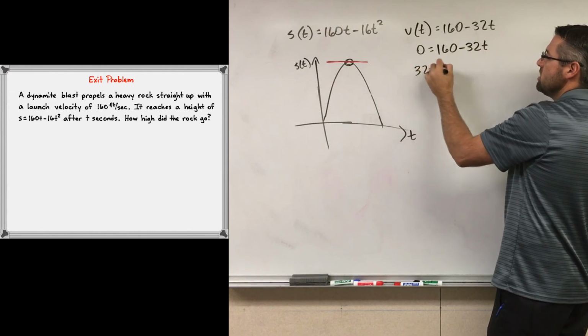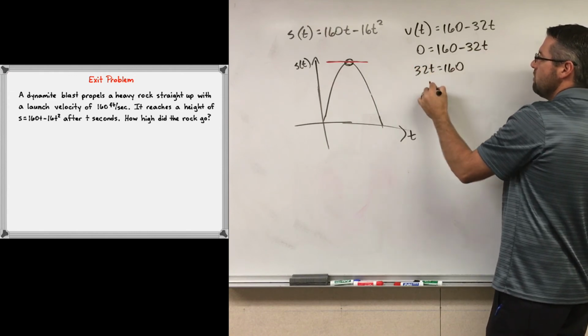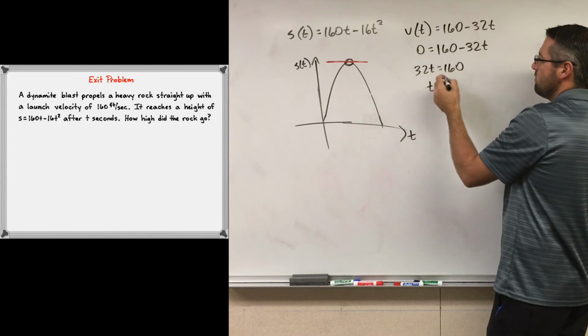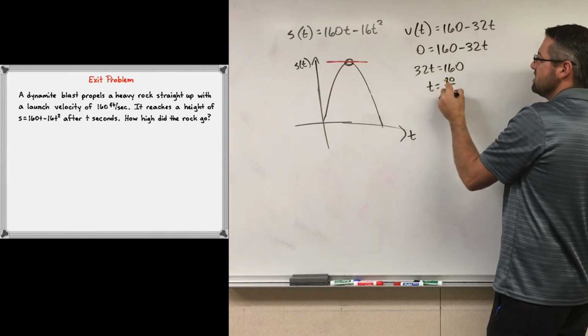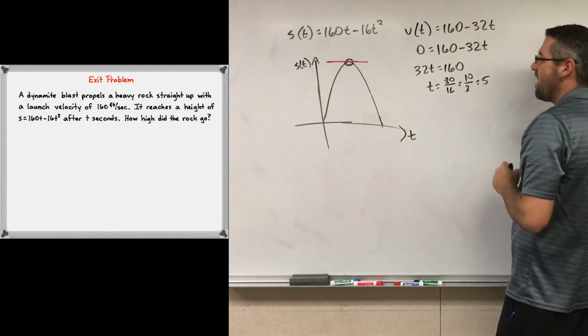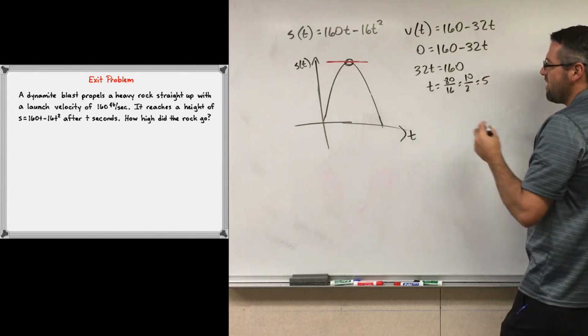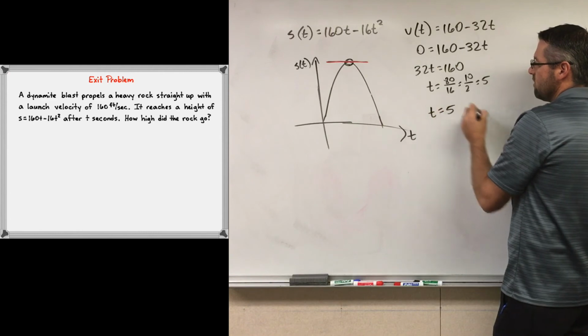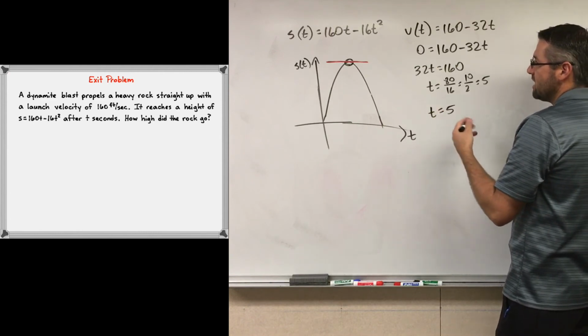So we end up with 32t equals 160, and then we divide. 160 over 32, let's see, that's 80 over 16. Divided by 8 is 10 over 2, which is 5. So when t equals 5, the object is at its highest point.